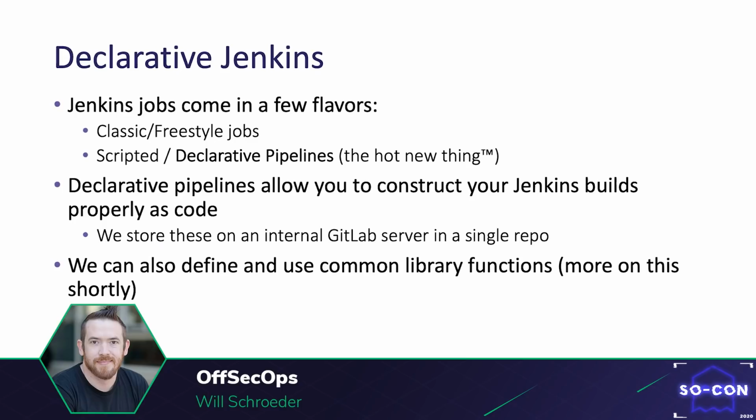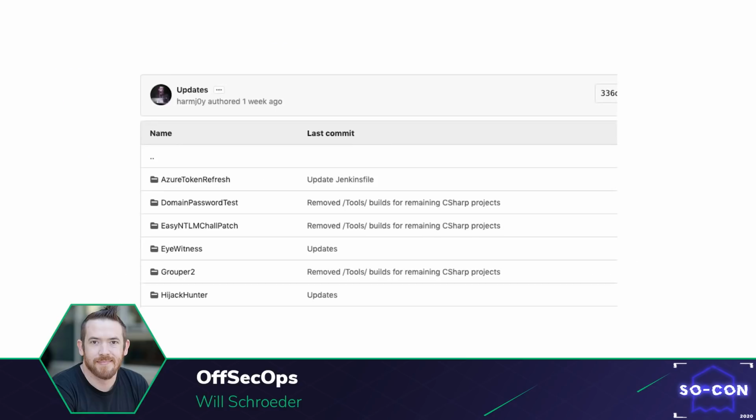So what this repo actually looks like, we just have a single offensive toolset repo. Underneath, it's broken out by language and then by project. And under each project, there's a single Jenkinsfile that is then cloned down from the Jenkins declarative pipeline. So this lets us update and check and track everything very easily in a central place.